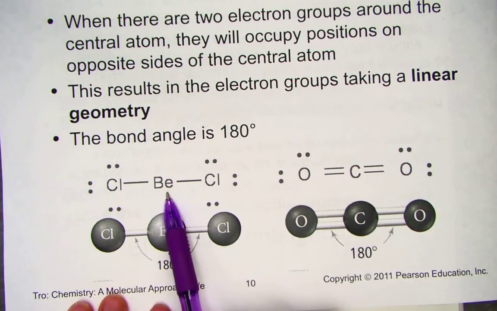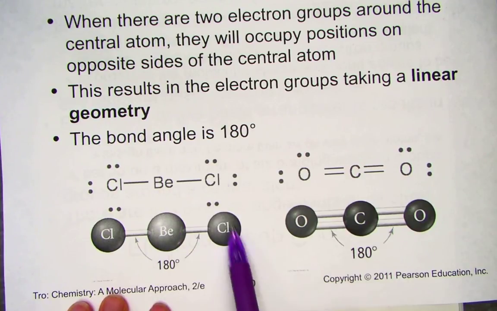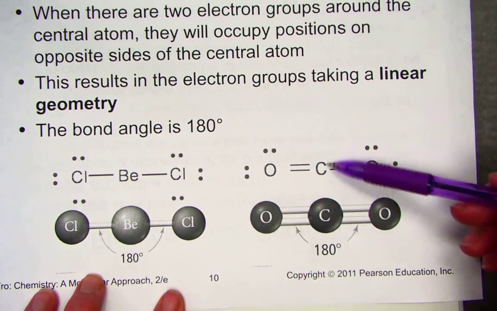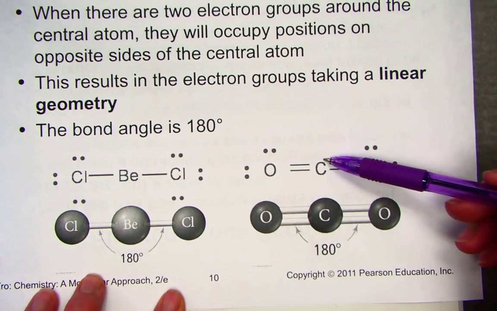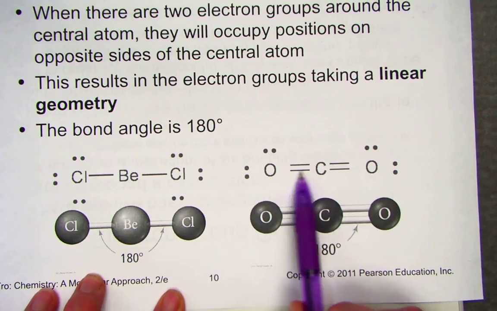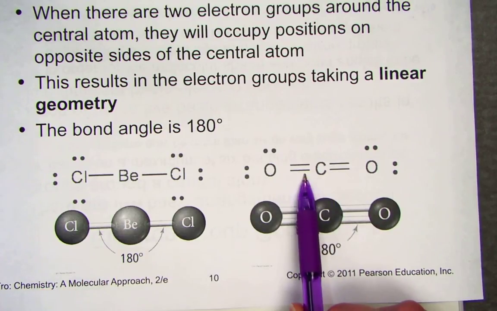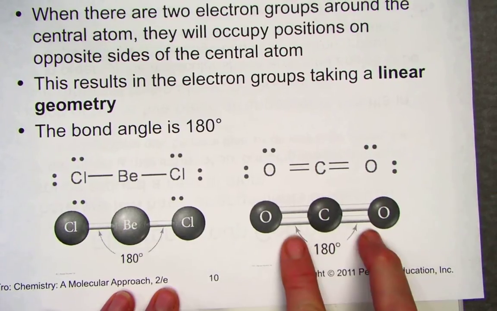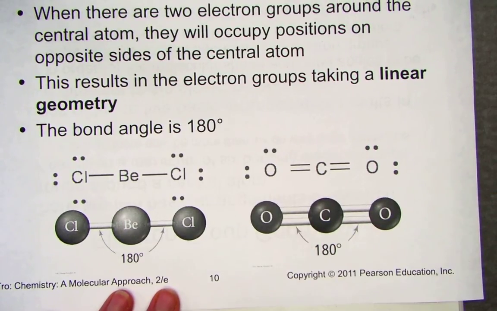One example would be beryllium dichloride. Beryllium chloride here, central atom of beryllium, and two electron domains, each of those being chlorine. Here's a second example of a linear geometry. Notice here carbon is the central atom, and even though these are double bonds, they still count as one electron domain. There are two electron domains.